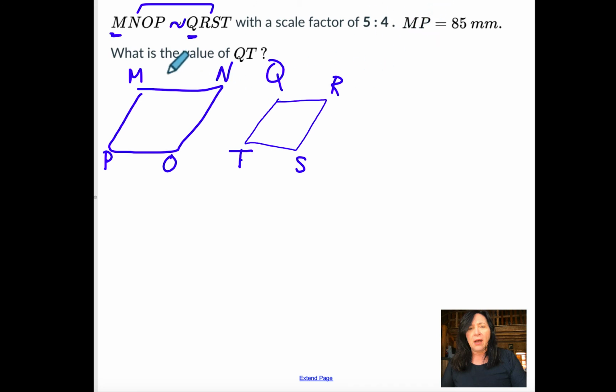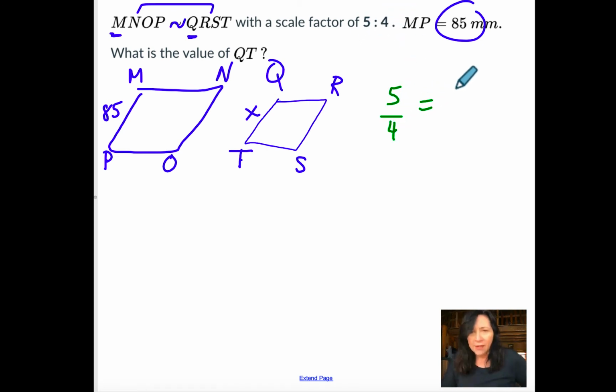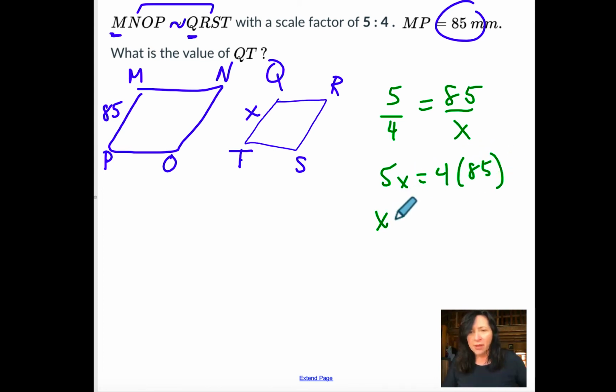So anyway, MP is 85, so that's this value right here. We want to know the value of QT. So all you have to do is set your ratio, and you're going to go 5:4 as 85 is to x. So we cross multiply, we get 5x equals 4 times 85. And so x is going to equal 4 times 85 and then divided by 5.